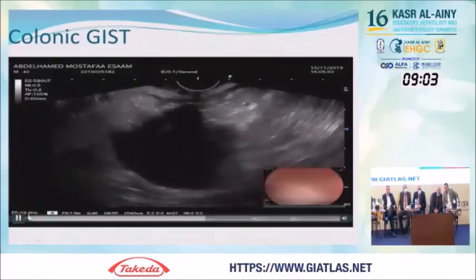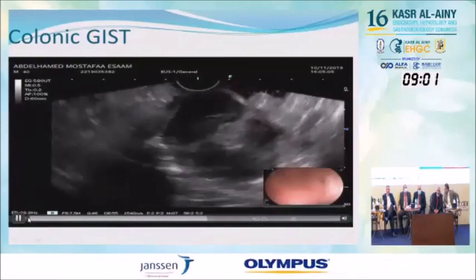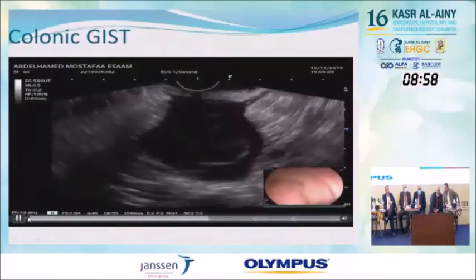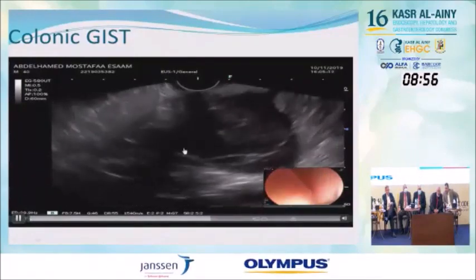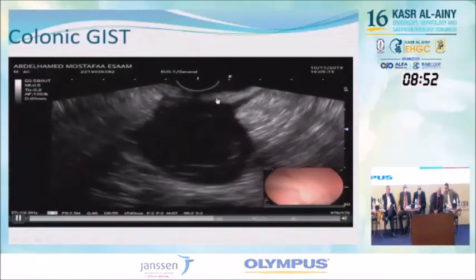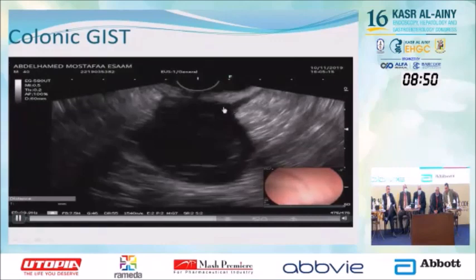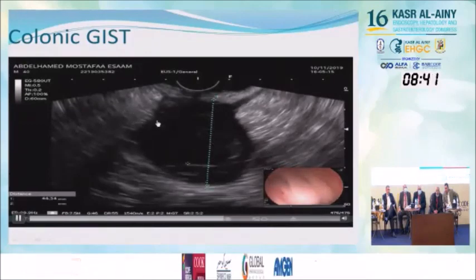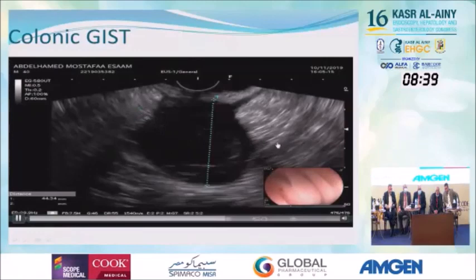It is not only a question of intramural or extramural. Sometimes it is mixed between intramural and extramural. Here in this position, this is the muscular layer of the bowel, and the lesion originates from the muscle layer. I do agree with you, but most of the lesion is in the pararectal and paracolonic fat space.